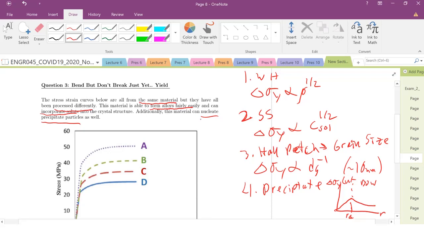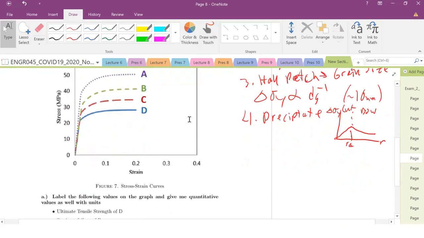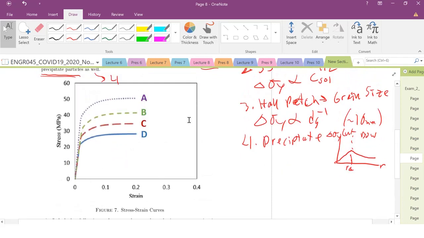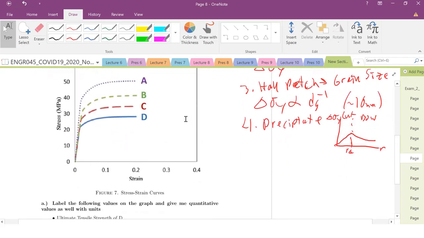So this statement here, nucleating precipitate particles, hints to number 4. Processed differently could relate to basically 1 or 3. And then incorporating solute, forming alloys, that is directly the second mechanism. So again, that's where you can start to read and get to where these problems are heading. The first problem says label the following. Actually, we'll get to that a little bit later.